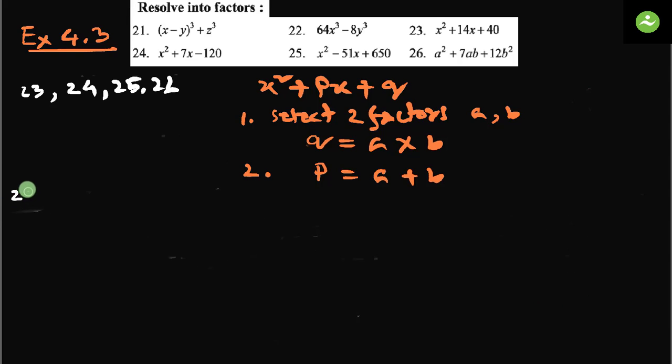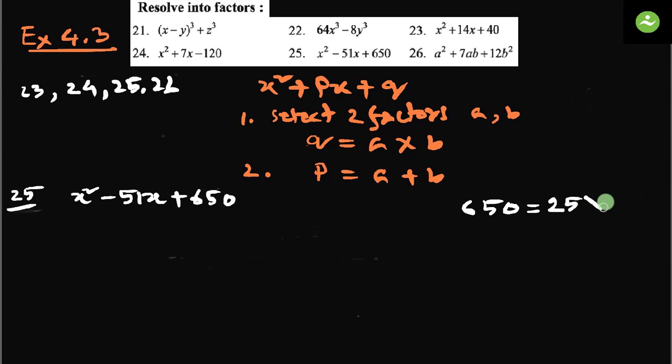Number 25, x squared minus 51x plus 650. q is 650 here. So we select two factors. The 51, minus 51 is a minus sign. Here we have to remember that we need two factors, both with minus. So how about 25 and 26?